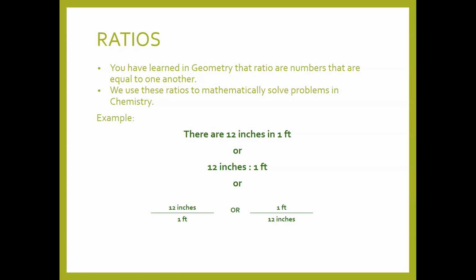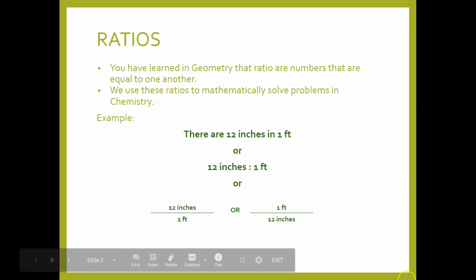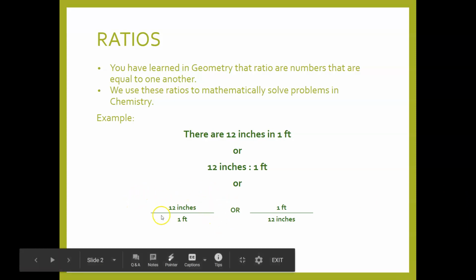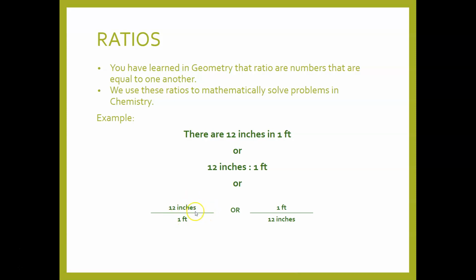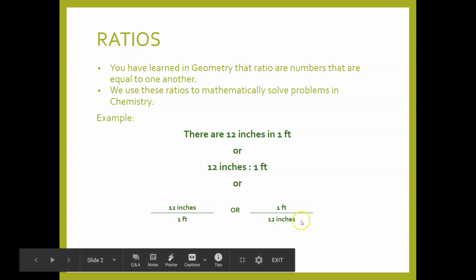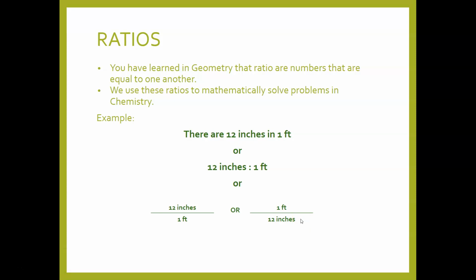So for example, a ratio that you probably are very familiar with is there are 12 inches in 1 foot, or 12 inches colon 1 foot. So I'm writing these in the ways that I know that you learned them in geometry. So you can see how those could be written. And if you look at the bottom where we have these fractions, notice I have a fraction with 12 inches over 1 foot or 1 foot over 12 inches, because you could do them either way. And the way we put them together is really dependent upon what we're trying to solve for. So we're going to get there.